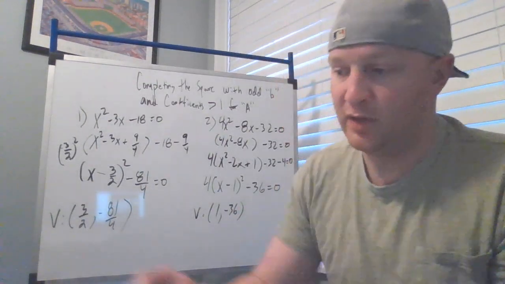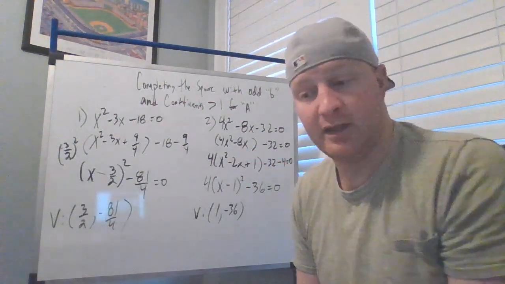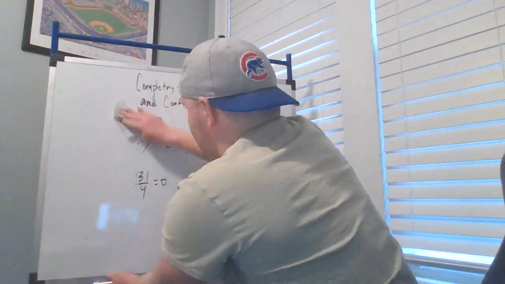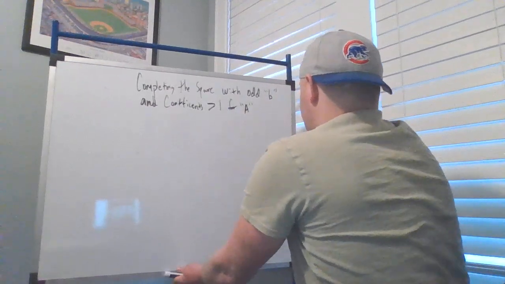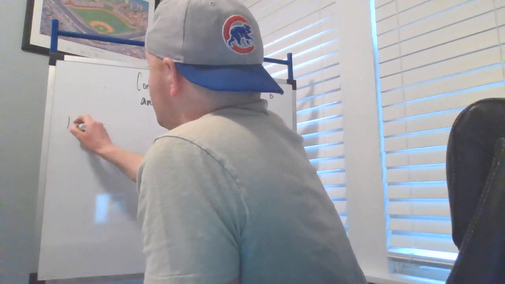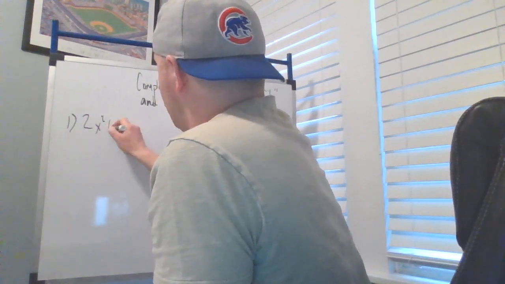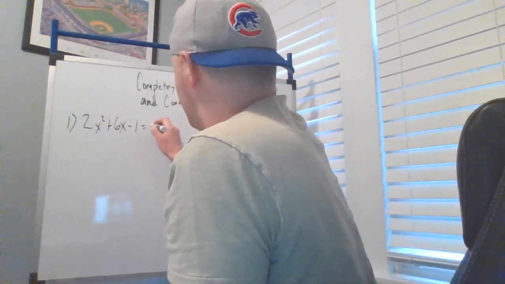I got 2 more I'm going to do with you. One kind of like this. The next one is pretty hard that you might see on today's work. So use today's lesson to help get you through some of the work we do later. So let's do this one. I got 2x squared plus 6x minus 1 equals 0.